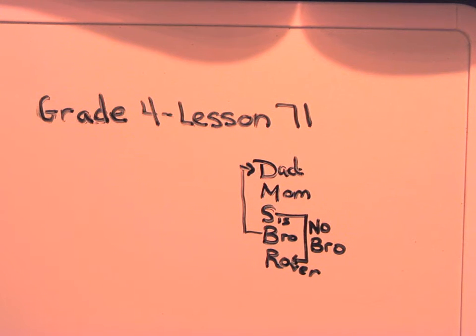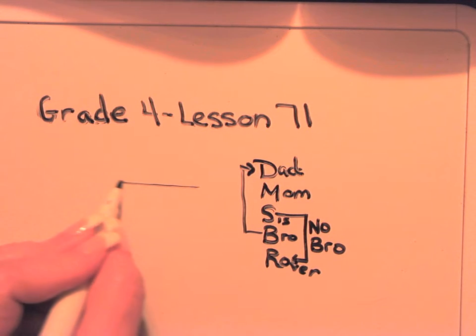Okay, this is grade 4, and this is lesson 71. Today we're going to look at what happens when you have a division problem and there's some zeros involved.